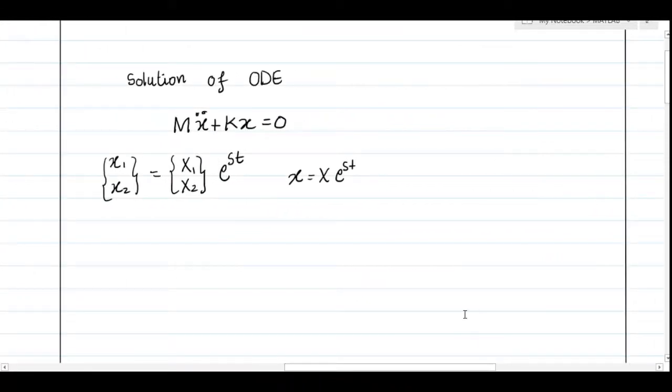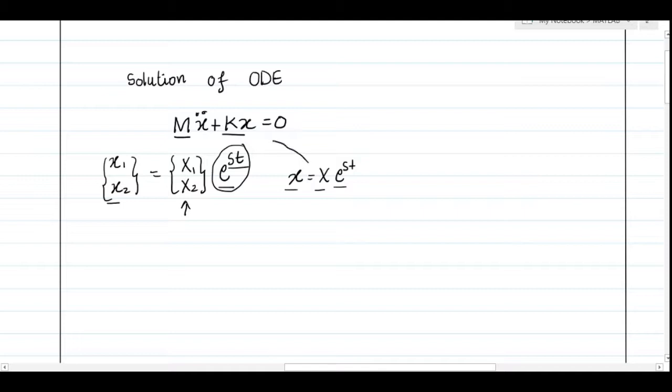Here I am showing a simple undamped system where M is the mass matrix, K is the stiffness matrix. To get the solution of this second order ordinary differential equation, we consider a standard harmonic solution. We can write x1 and x2 as capital X1 and X2. This is a constant value, and now I am saying e to the power st, this is my harmonic term. I can also write it as capital X and e to the power st.